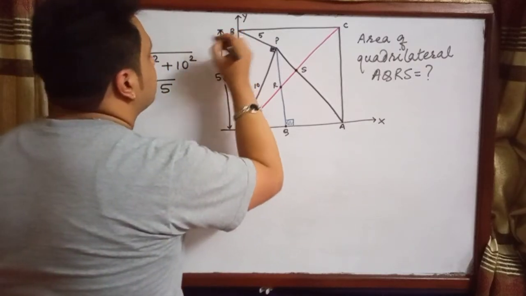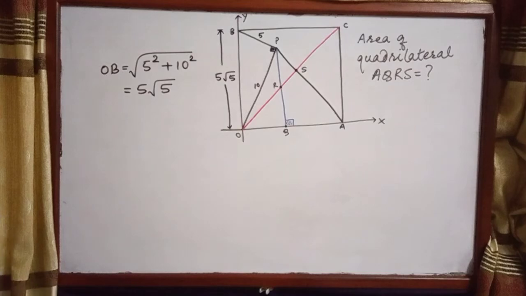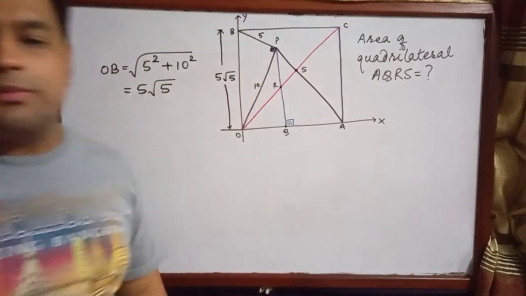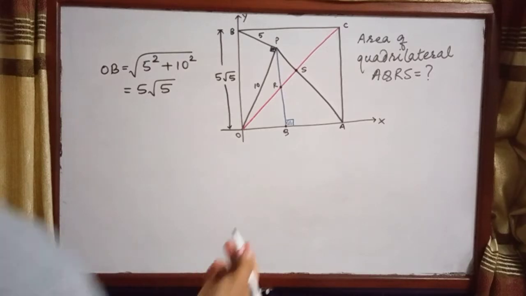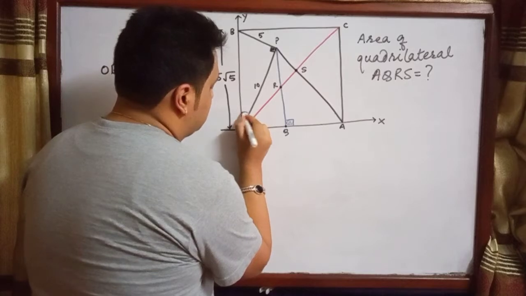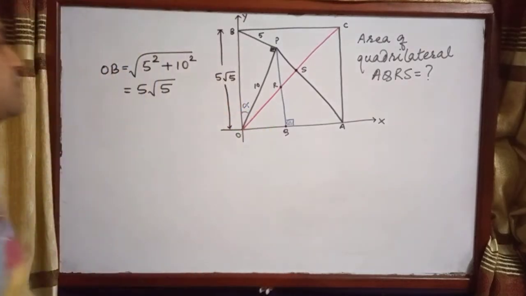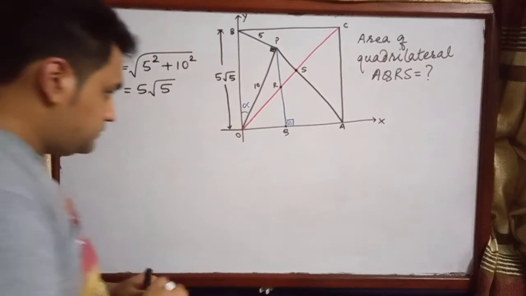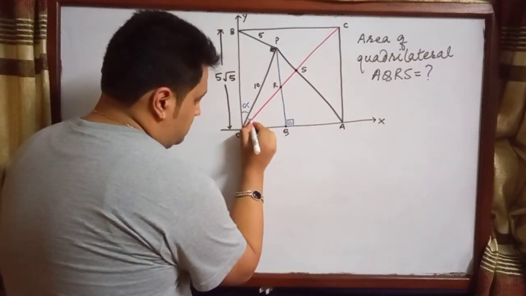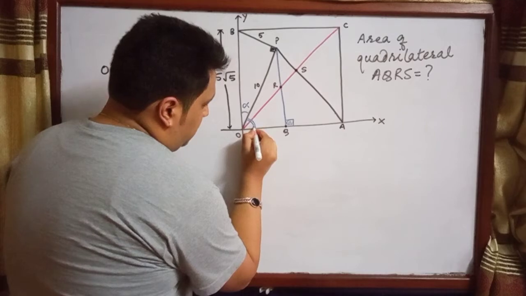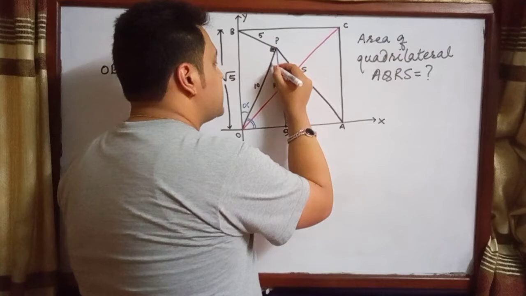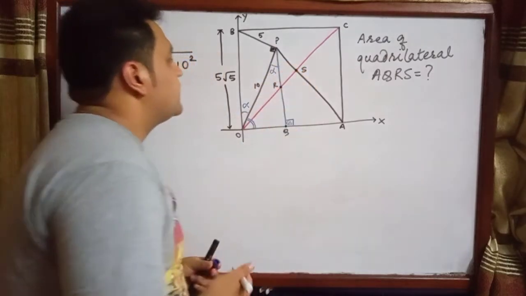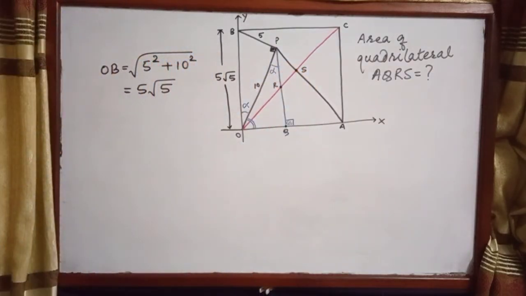Now let's see. Let's call this angle alpha. Then this angle will be 90 degrees minus alpha. As a result, this angle will be alpha.